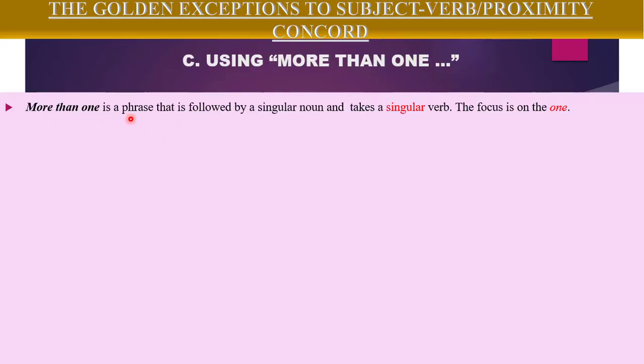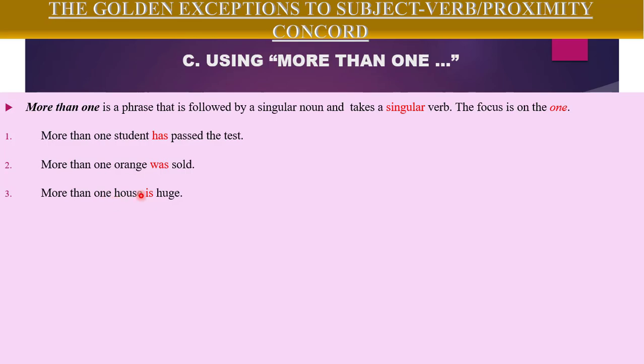What if we use the phrase more than one? Let's see what verb we have to select. More than one is a phrase that is followed by a singular noun and it must take a singular verb. So the focus here is on one, not the more than. For example, more than one student has passed the test. The focus here is on one student has passed the test. Two, more than one orange was sold. More than one house is.